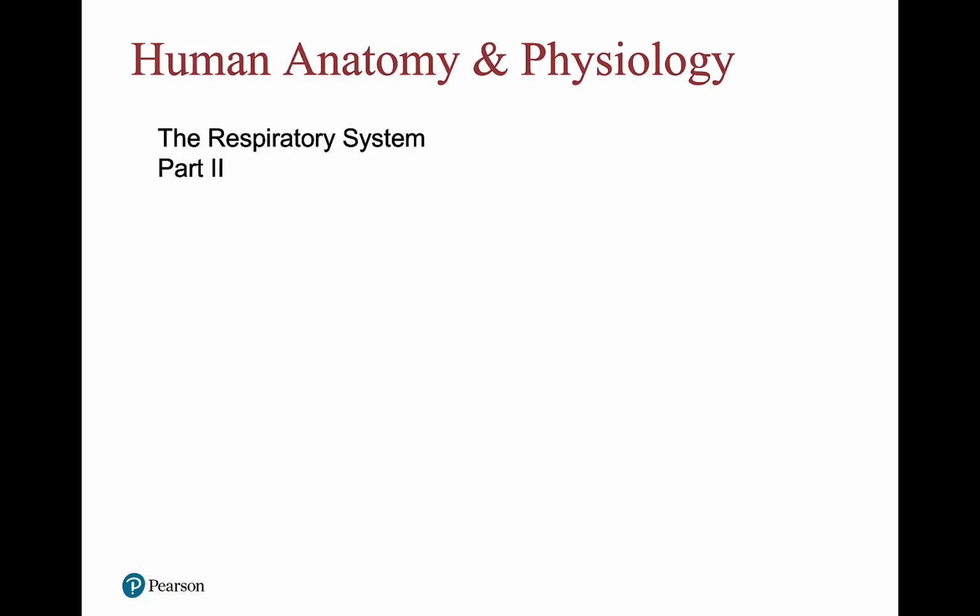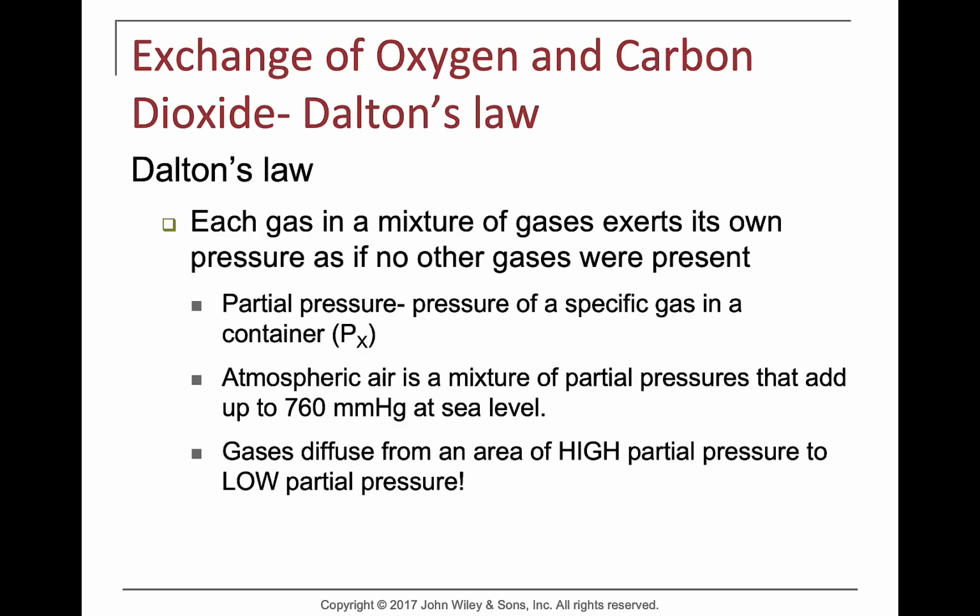So in looking at part 2 of the respiratory system, we're going to begin by looking at Dalton's law. Dalton's law states that each gas in a mixture of gases exerts its own pressure as if no other gases were present. So if we think about atmospheric air, we've said previously that at sea level, the atmosphere is made of a combination of gases and atmospheric pressure is 760 millimeters mercury.